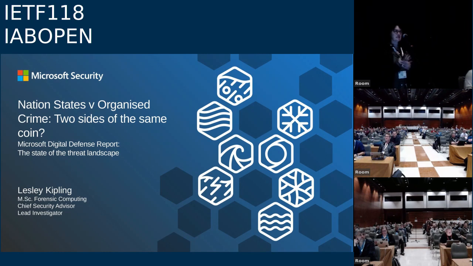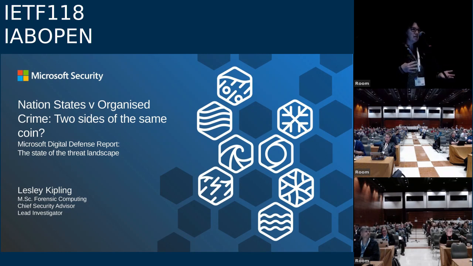So I'm going to talk to you a little bit about what we're seeing from a Microsoft perspective in terms of not just nation states, but organized crime. And the title of this talk really was to think about, are they two sides of the same coin, right? Because what's the difference between one versus the other? Of course, there are differences, but actually we see oftentimes that there's a lot of overlap and nation states will maybe sell stuff to organized crime and vice versa. So that's my talk. Thank you for listening.